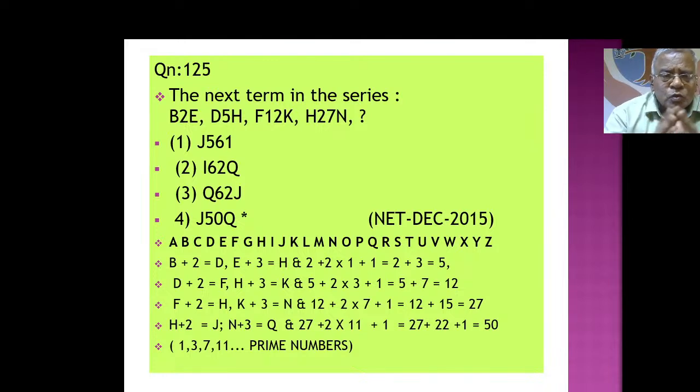Now take 2 and 3, the terms 2 and 3. B plus 2, that is D; D plus 2, that is F. H plus 3, that is K. From the alphabet you can find out.